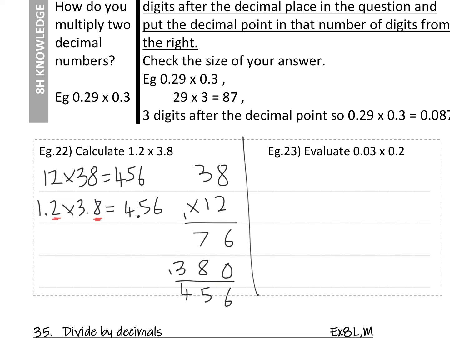Example 23. Evaluate 0.03 times 0.2. So if we ignore the decimals, we can just do 3 times 2, which is 6. But then if we want to do 0.03 times 0.2, we notice there are 1, 2, 3 digits after the decimal point in the question. So our answer will have to have 3 digits after the decimal point. So you get 0.006.